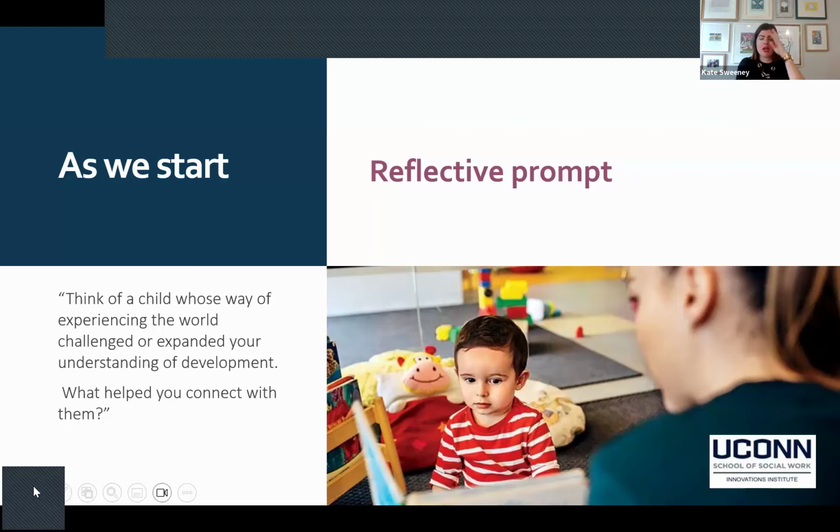So does anyone have a child or person that you interacted with that comes to mind with that prompt, whose way of experiencing the world challenged or expanded your understanding of development, and what helped you connect with them?